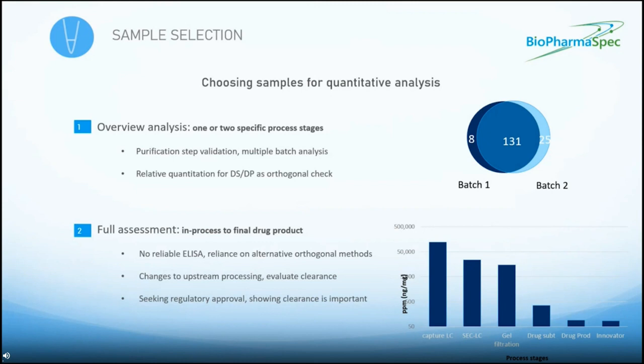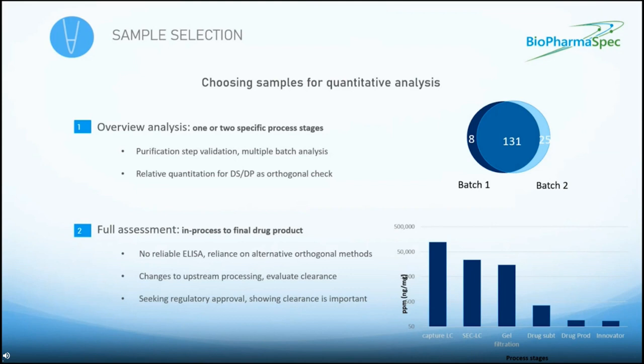So the first one is what we like to call an overview analysis. So you've got 1 or 2 process stages that can be selected. So for these types of strategy, perhaps you're not yet happy with certain stages of your process, you want comparison with an existing ELISA, and to focus on a very specific stage to monitor improvement. So that might involve quantitating multiple batches, for example, or lots, to check for any changes, overlap, clearance, etc.